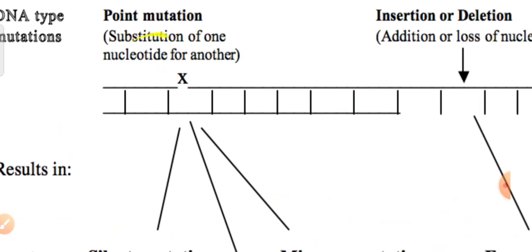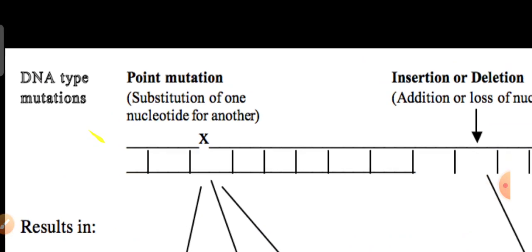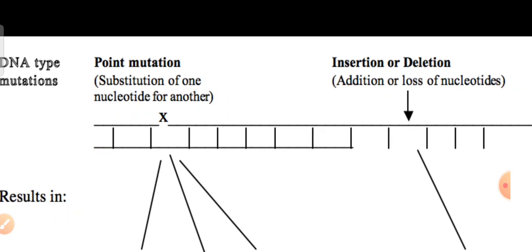Okay, so mutations may be point mutation. What is a point mutation? Where there is substitution of one nucleotide by another at one point, or there is deletion of one base, or insertion of one base. So point mutation means there is change in a single nucleotide, maybe substitution. Mutations can also be of insertion type or deletion type.